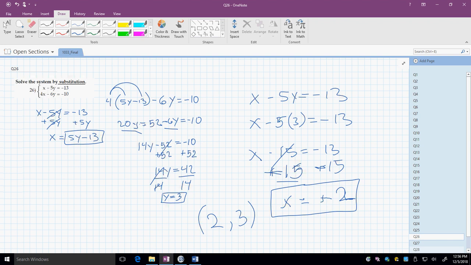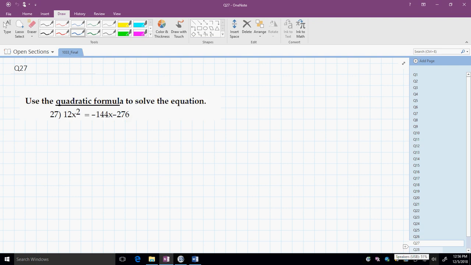Questions on this one? 27. Use the quadratic formula to solve the equation. You want to do the same thing in A. It's going to be 12. Oh, we have to solve it first. So add 144 in both sides.